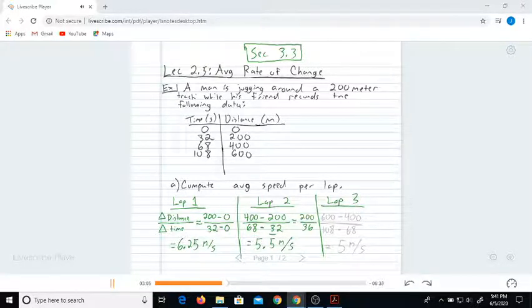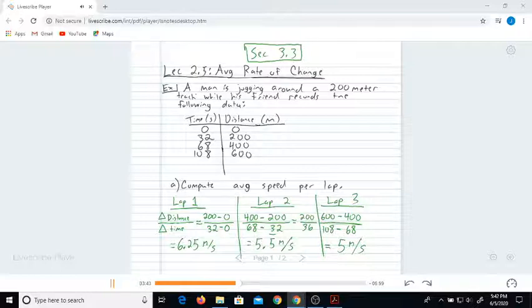So lap 3 concludes at a distance of 600 meters, but starts when he's already run for 400 meters. Remember, each lap is 200 meters. And at 600 meters, he's been running for 108 seconds. And that lap started at a time of 68 seconds. So we compute that. We get 5. So his average speed for lap 3 is 5 meters per second. So it definitely appears that he is slowing down.